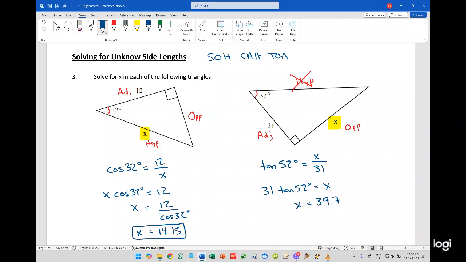So 39.7 units. I'm going to look at this and say, does that make sense? The adjacent's 31. The opposite apparently is a little bit bigger. Well, if this is a 52-degree angle right there, if it was 45, the opposite and adjacent would be basically the same. But because 52 is larger than that, the opposite should be bigger than the adjacent. And sure enough, it is actually a little bit bigger than the adjacent. So no surprises.